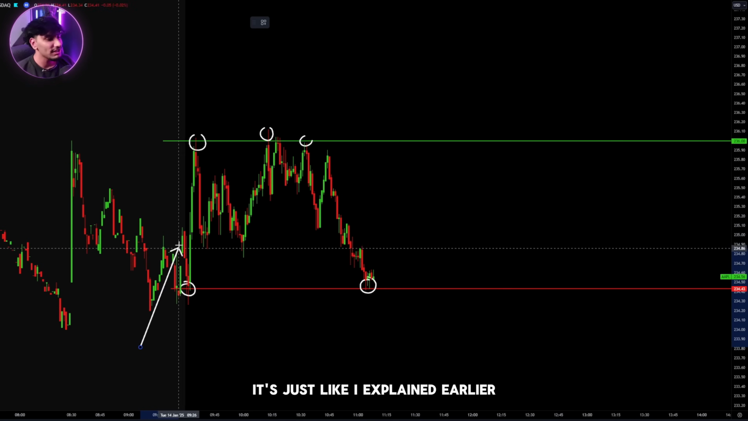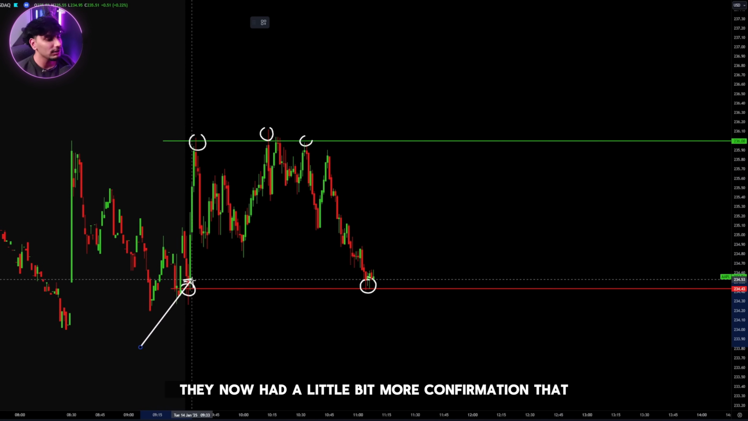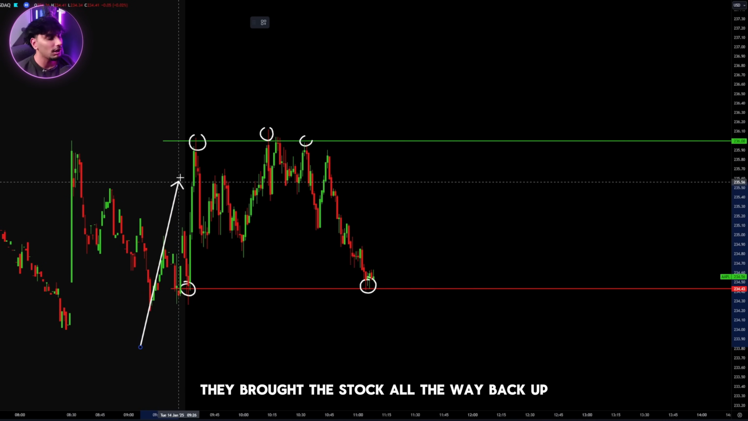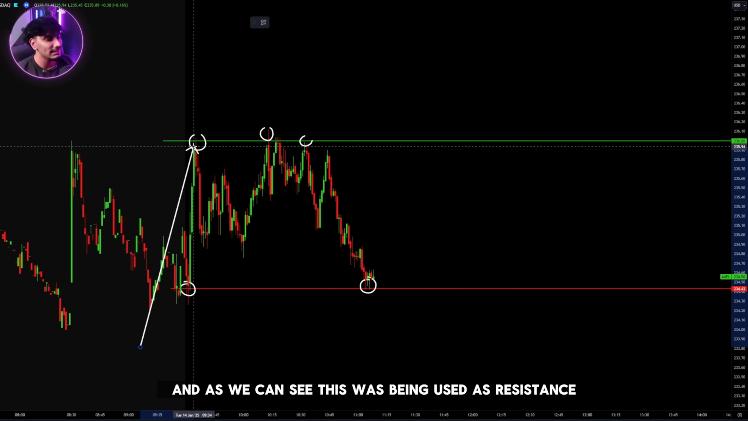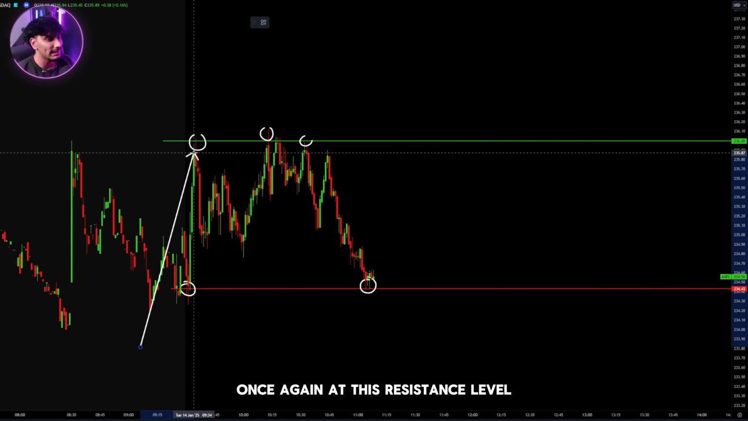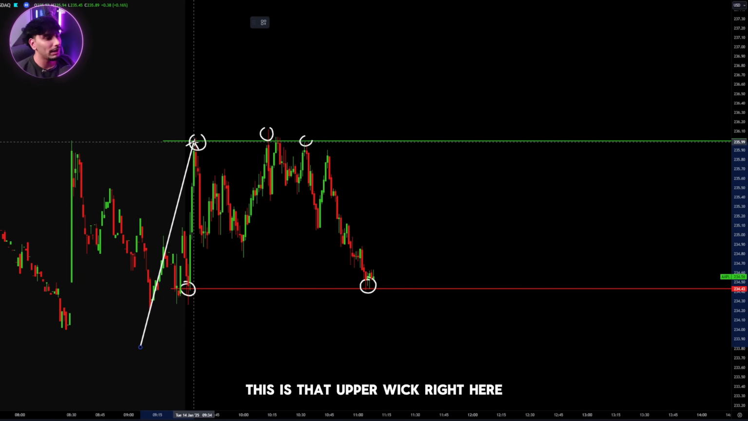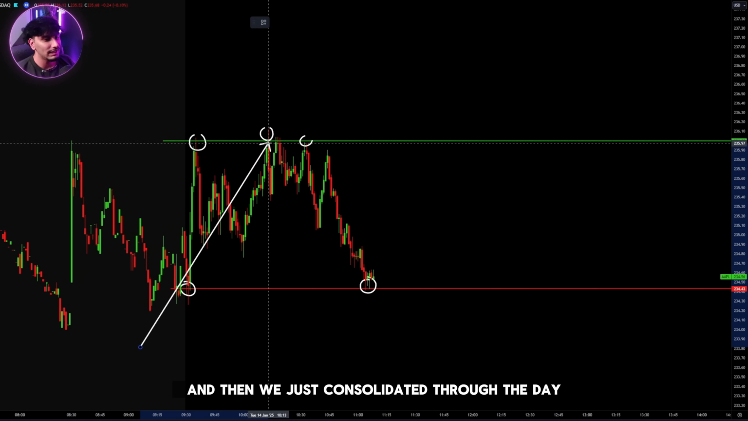Why? Well, it's just like I explained earlier. When buyers bought this stock up from here, they now had a little bit more confirmation that that support was holding, and therefore they brought the stock all the way back up into that pre-market high resistance. And as we can see, this was being used as resistance once again. At this resistance level, we can see that sellers were stepping in. This is that upper wick right here. We created a bearish candle and then we just consolidated through the day.